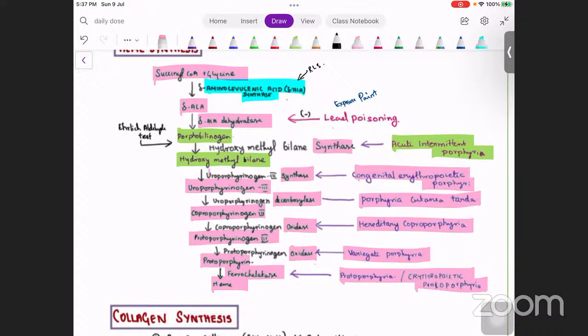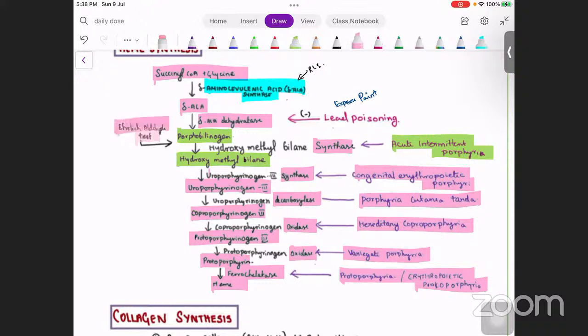Uro to copro is mediated by urodecarboxylase, deficiency: porphyria cutanea tarda, which is PCT. And copro to proto is mediated by coprooxidase, hereditary coproporphyria. Proto to protoporphyrin, oxidase, variegate porphyria. And proto to heme, ferrochelatase, congenital erythropoietic protoporphyria. Then the test for porphobilinogen is your Ehrlich aldehyde test.